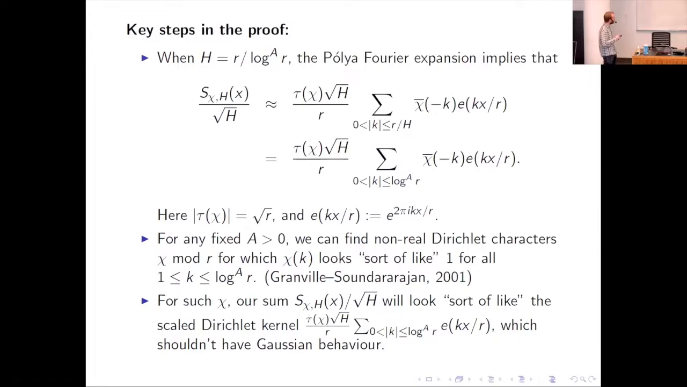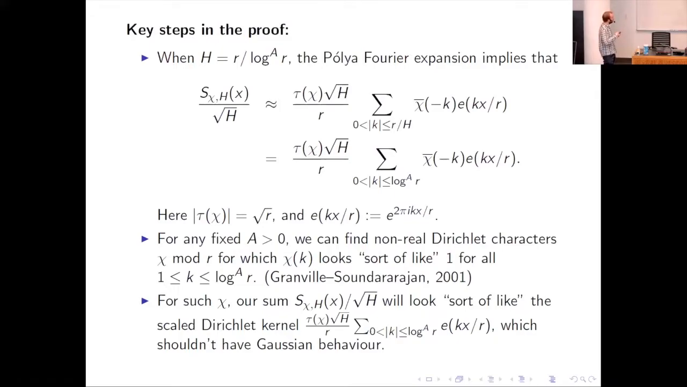Okay, why does that help? Well, let's just pretend for a moment that they didn't look sort of like 1, they're actually just 1. Then this thing would be some prefactors, some scaling, and then just a sum of 1 times this complex exponential. So that's a Dirichlet kernel, or a geometric progression, which you could just explicitly compute. The way Dirichlet kernels work is that when x over r is small mod 1, when x is small mod r, they take very large values. But when x over r is not small mod 1, they take pretty small values. So they certainly don't have a Gaussian looking distribution as x varies.